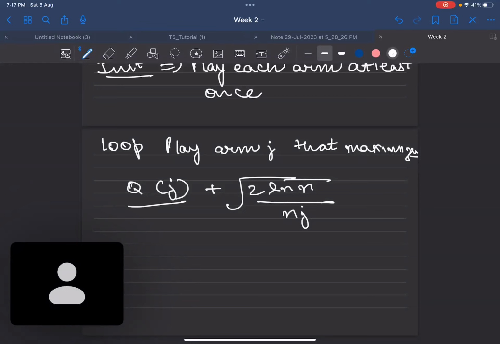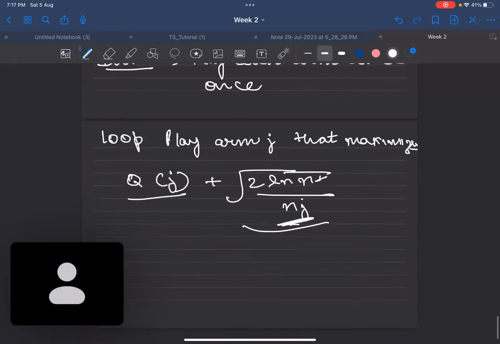You're not audible. Can you be somewhat louder? The estimated reward of arm J. Yes. What is this expression basically? Number of times I have sampled arms, I have chosen arms basically. Then this? The total number of times I have picked any arms. Yes, you are correct. Let's go forward.